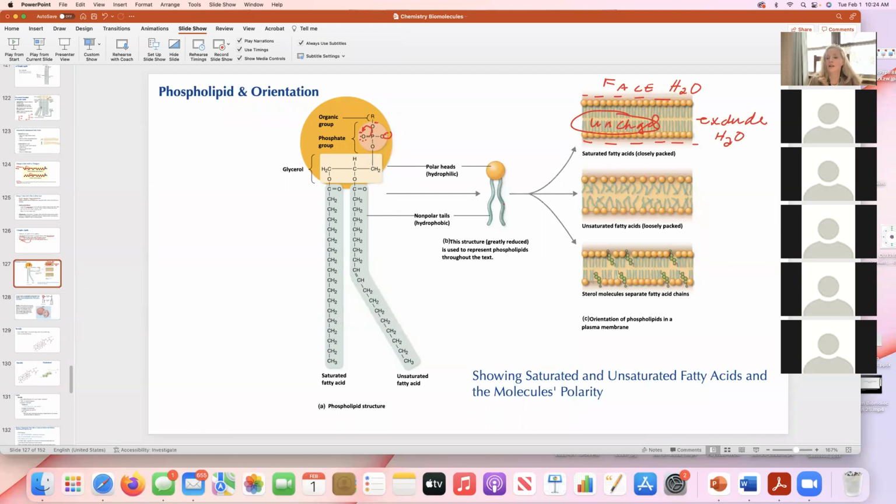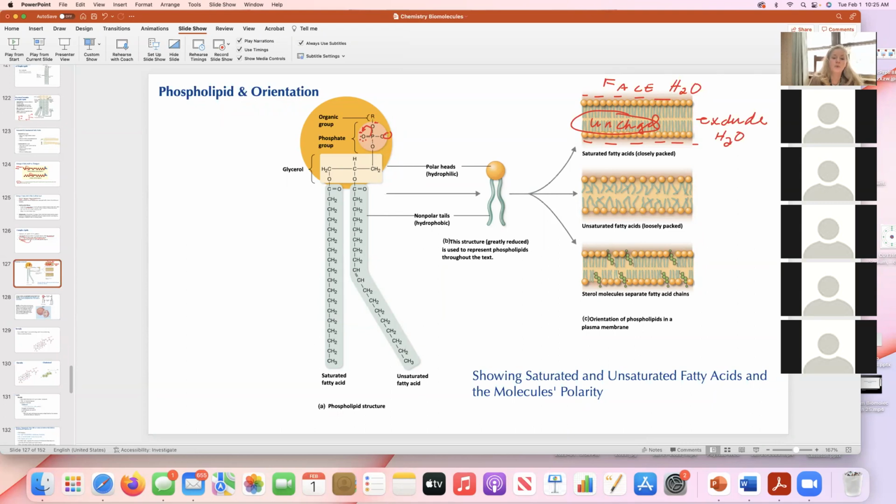Here we can see if you had fatty acids that had a lot of kinks in them, the little tails or legs on the fatty acids are a little bit more open, but they're still going to be excluding out the water and any polar substances. They're just a little bit more loosely packed in here.